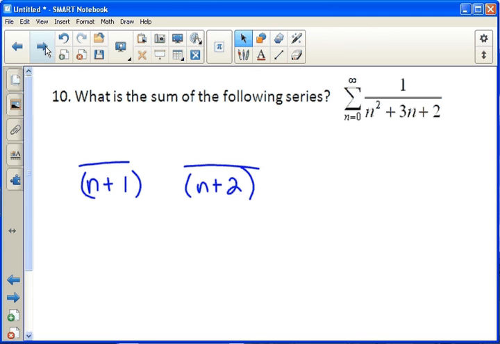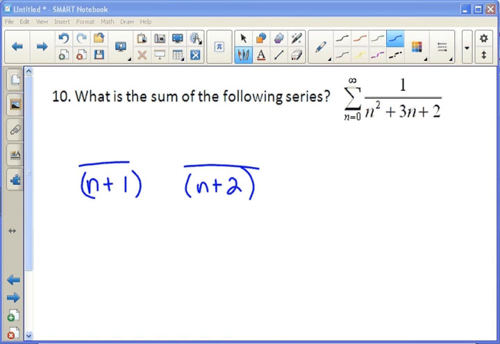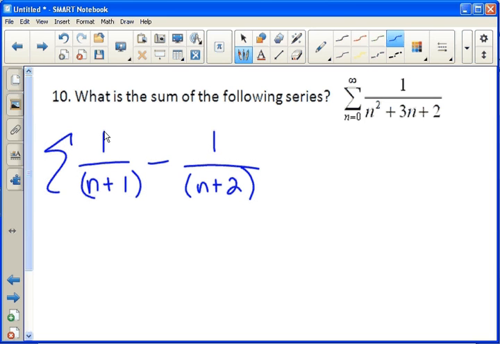I believe you'll end up with this as your series, and then once you expand, you'll get something like 1 over 1 minus 1 over 2 plus 1 over 2 minus 1 over 3 plus 1 over 3 minus 1 over 4, and so on. So everything cancels out except for the 1.